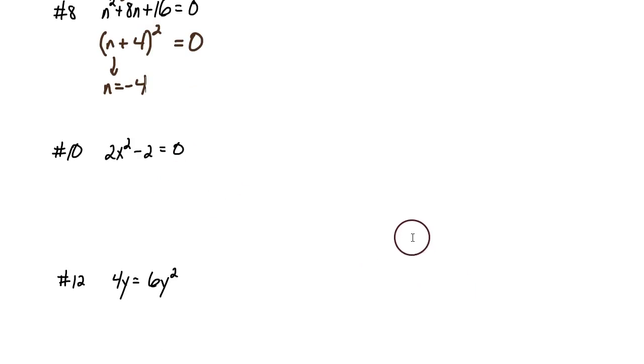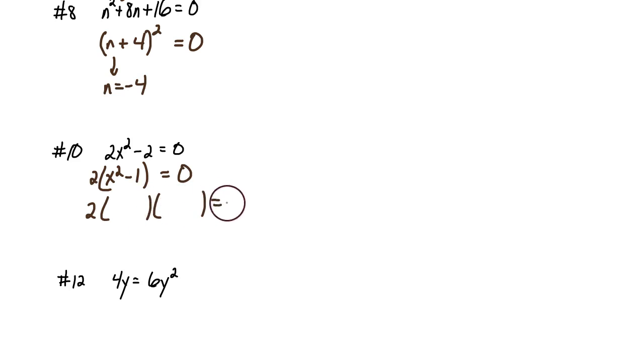Number 10, let's factor this. We can factor out a 2, leaving x squared minus 1. But this is a difference of squares, and it factors farther, as x plus 1 times x minus 1. The answer for x in here is negative 1. And the answer for x over there is positive 1.